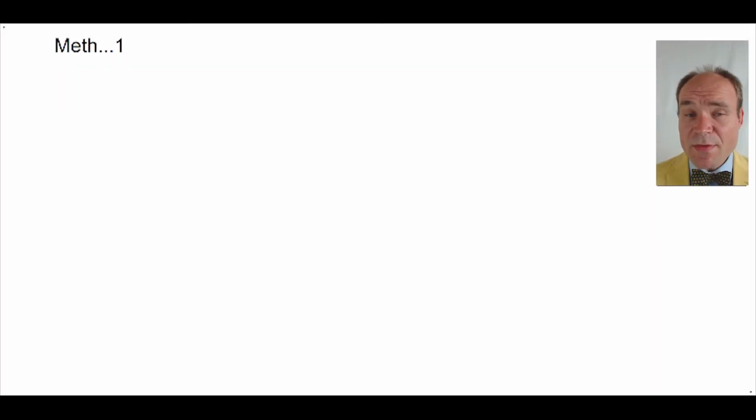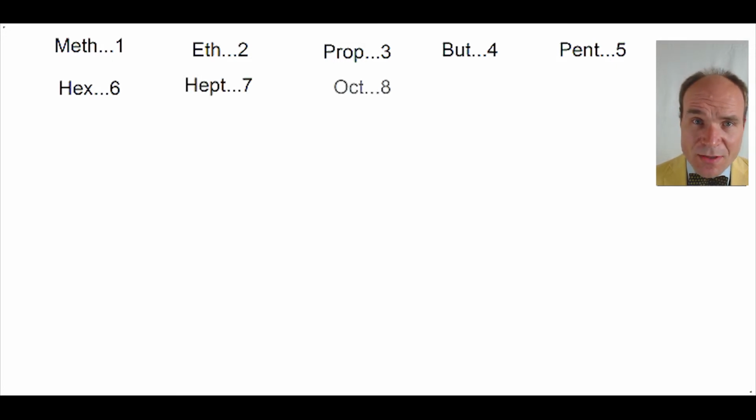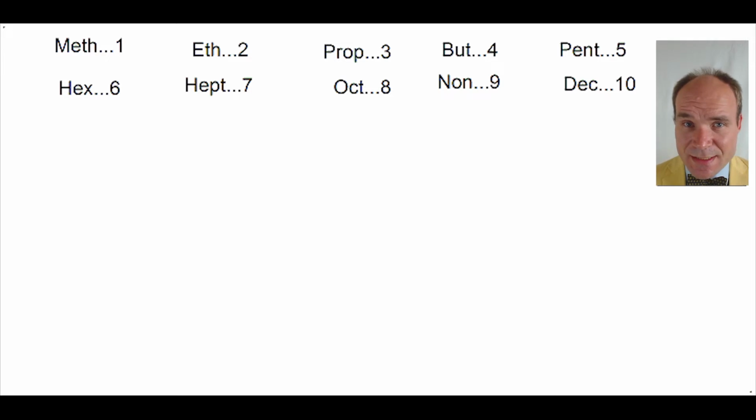So when we want to know the number of carbons present, part of the name is going to tell us that. Meth is 1 carbon, eth is 2 carbons, prop is 3 carbons, but is 4 carbons, pent is 5 carbons, hex is 6 carbons, hept is 7 carbons, oct is 8 carbons, non is 9 carbons, and finally dec is 10 carbons.